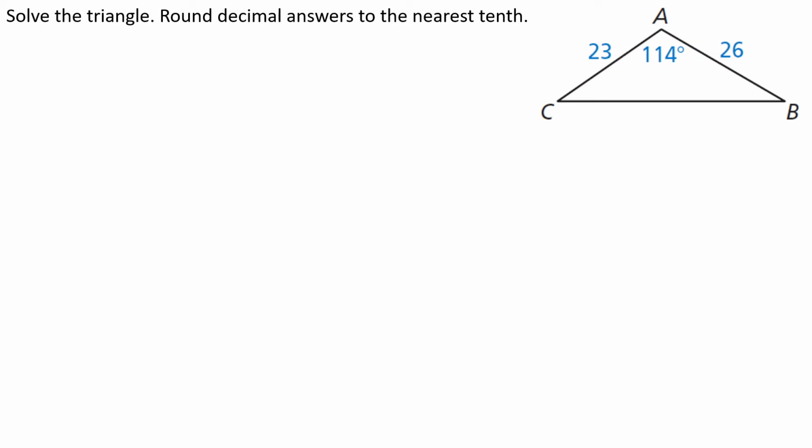Okay, so there's a couple different examples we need to look at. One of them is the situation where we have side, angle, side. Right? I cannot use the Pythagorean theorem. I cannot use SOHCAHTOA because I don't have a right angle. I cannot use the law of sines because the only angle I know is 114 degrees, and I don't know the length of the side. That's its corresponding side.